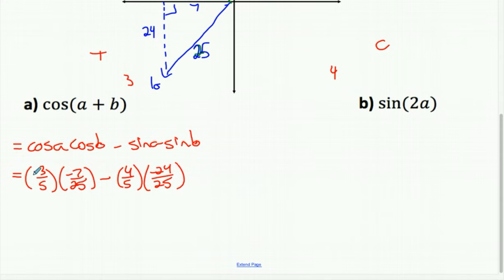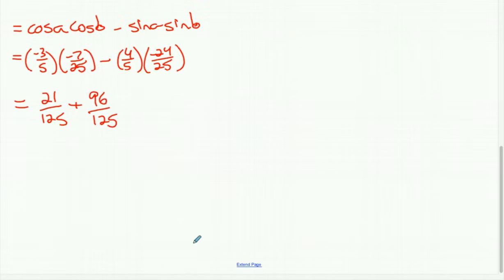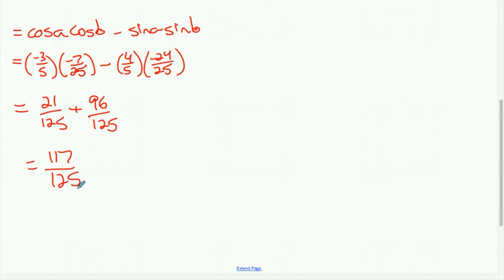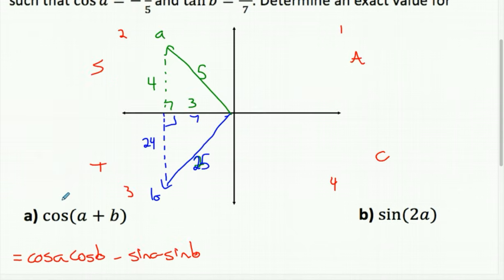And now all I have to do is actually evaluate this expression. So I have to multiply it out, and then I will get my answer for the exact value of cos of A plus B. In this one I'd have 21 over 125, negative, negative, so plus 96 over 125. So this will give me 117 over 125. So there's my exact value for the cosine of A plus B.